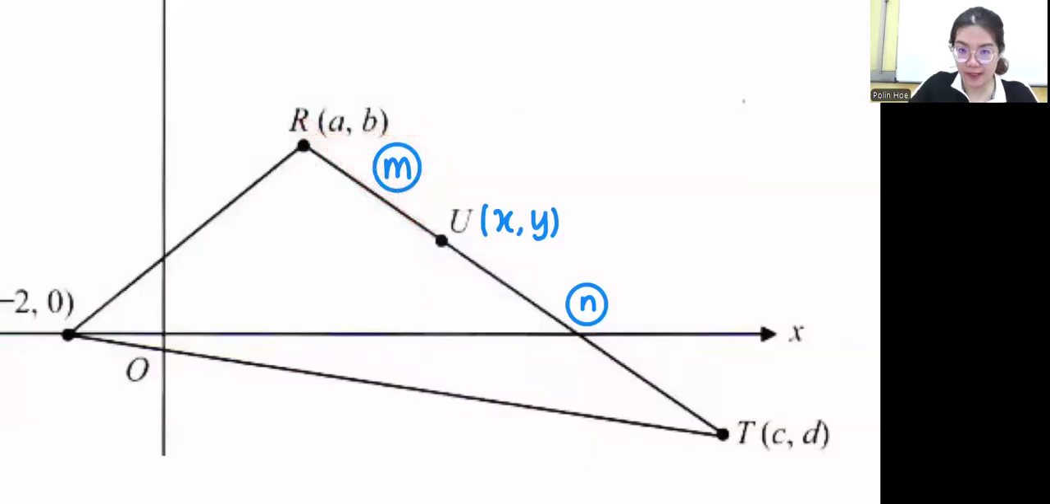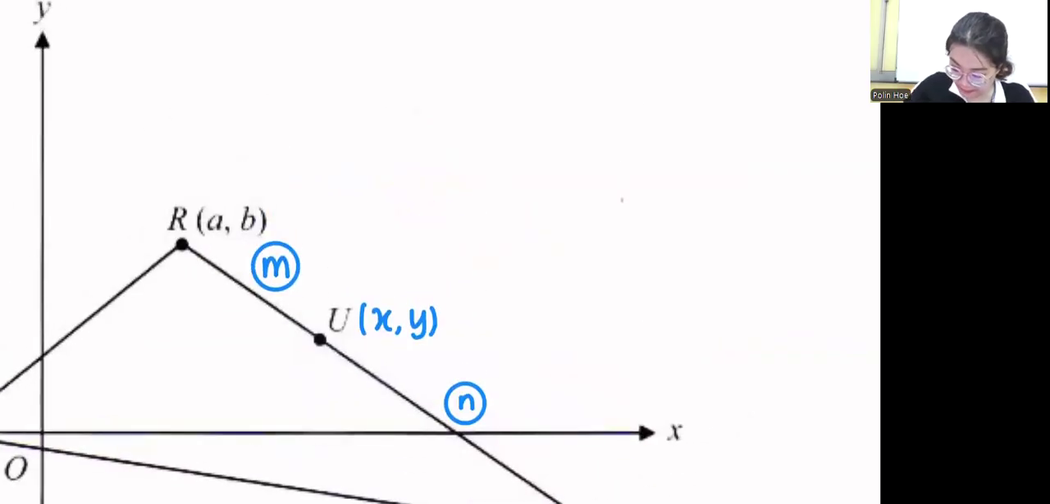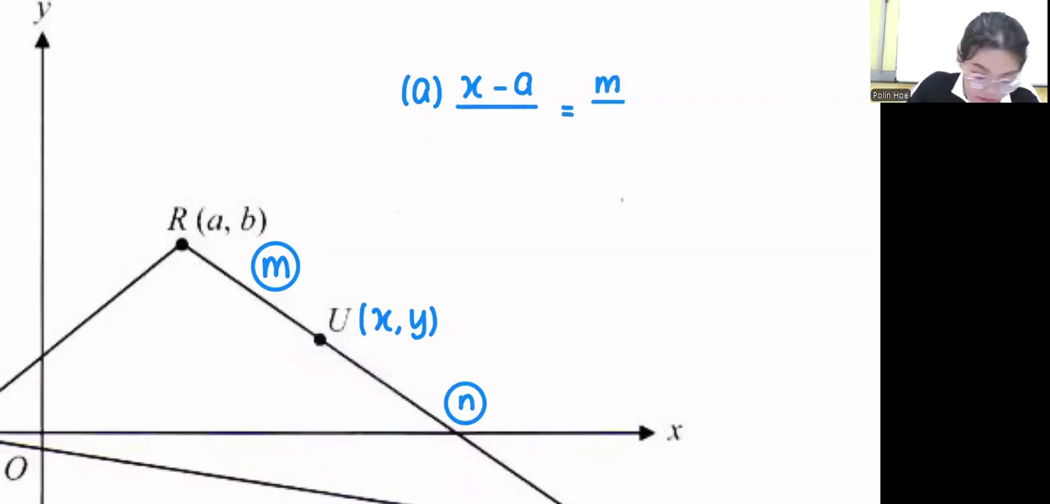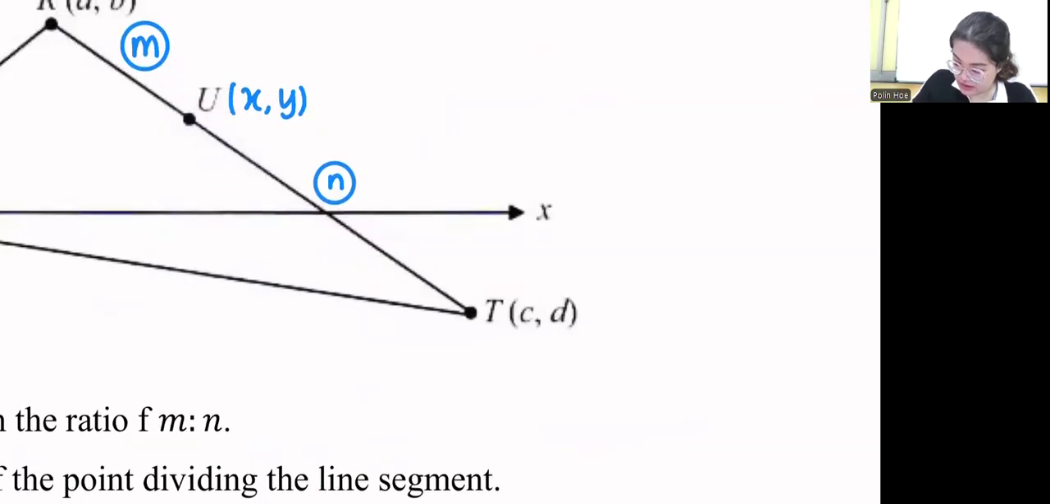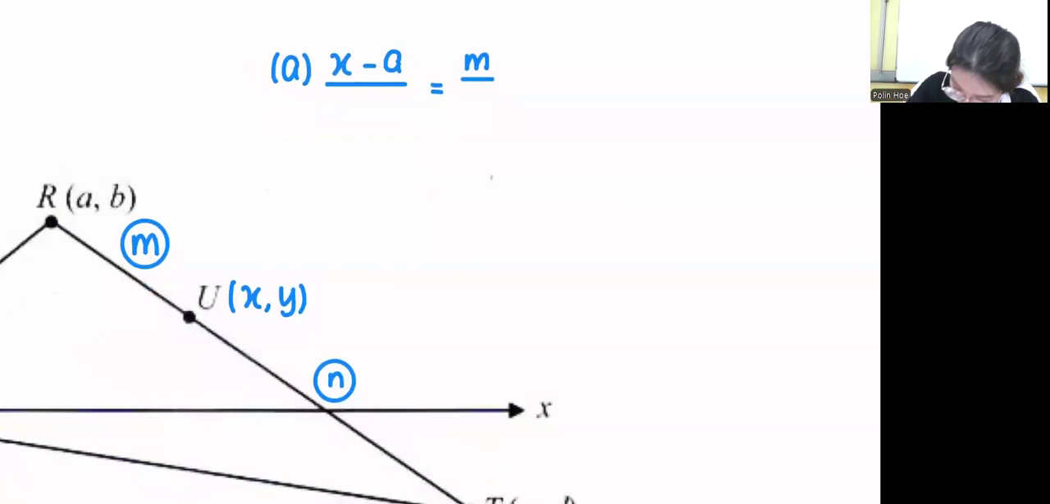So when we compare, I take x minus a. I write here first, later only I move. x minus a, I will get ratio m. Next one, I take c minus x. I will get ratio n. Are you okay? Quite ugly. Let me rewrite.